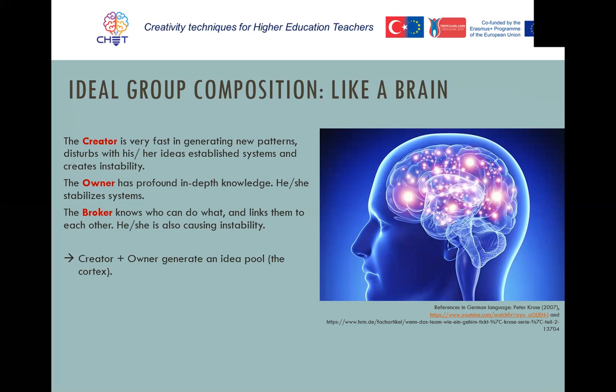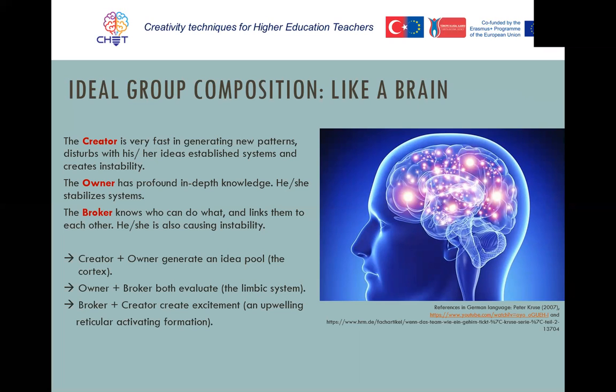So if you put the creator and the owner together, then they generate an idea pool, and that's the cortex. If you put the owner and the broker together, they both evaluate ideas. That's the limbic system. And if you put the broker and the creator together, those two, they create excitement. And that's called an upwelling reticular activating formation. And that's how ideas are moved through the brain.